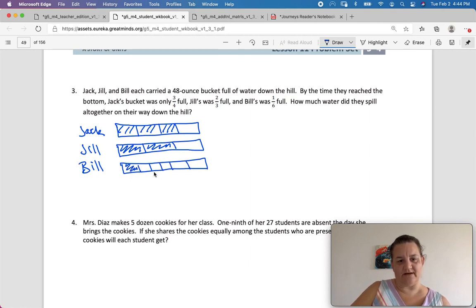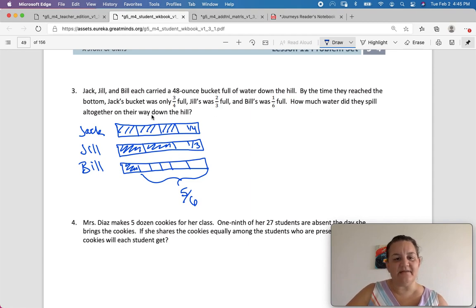Ooh, he lost a lot of water. He must have tripped. How much water did they spill altogether on their way down the hill? Spill, it's asking what they spilled, not what they have. It's what they lost. So how much did Jack lose? He lost this part, which is 1/4. Jill lost 1/3. And Bill lost 5/6. Okay, he lost a lot. He must have tripped. So how much water did they spill altogether on their way downhill?